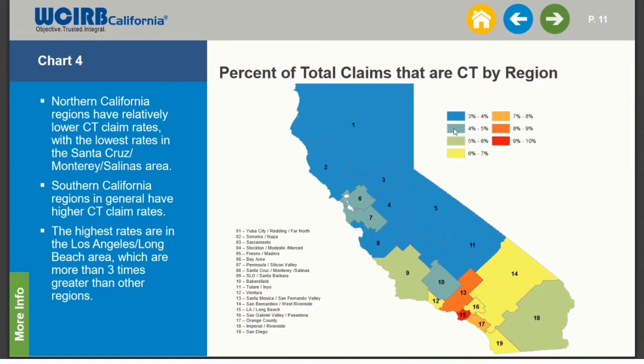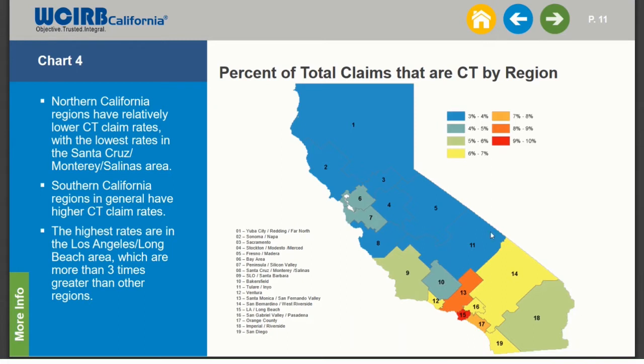But then, as the colors change and become increasingly towards the red, we see that certain parts of the state down here in Southern California, where there's a high percentage of orange, dark orange, and even red, these are the areas of the state that have the highest percentage of cumulative trauma injury claims, with the epicenter of the cumulative trauma claim universe being in the Los Angeles, Long Beach area of Southern California.